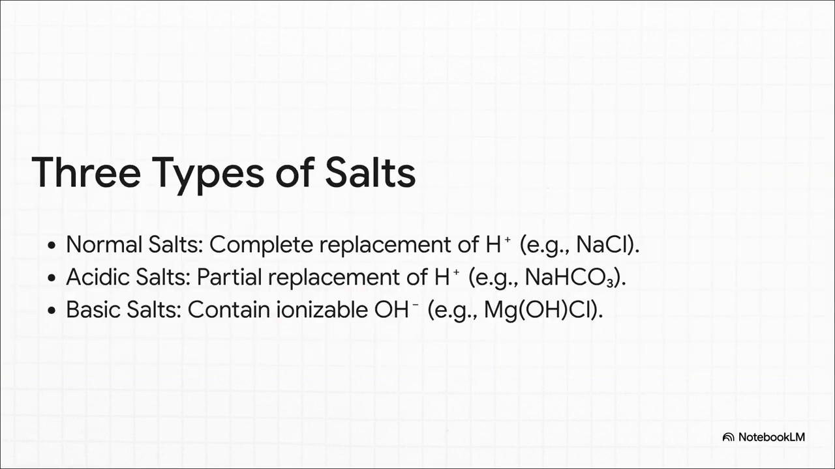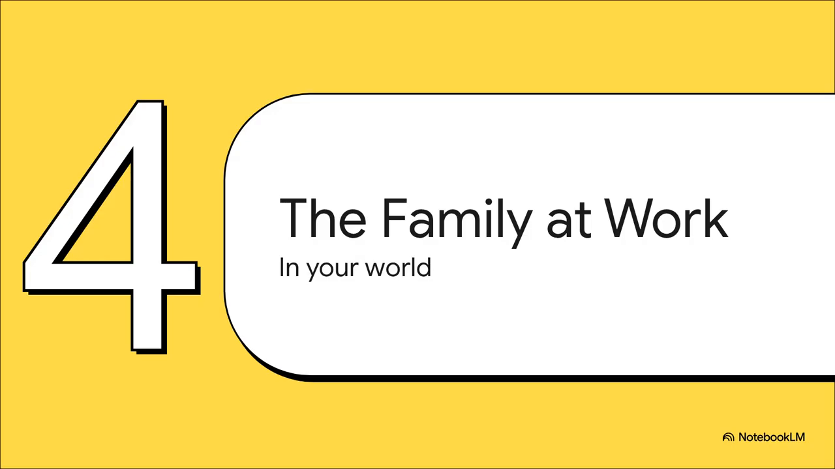But just like in any family, not all the kids are identical. You have your normal salts like sodium chloride, where the acid and base have totally and completely neutralized each other. But you can also have acidic salts or basic salts, which just goes to show that sometimes the kids inherit a few more traits from one parent than the other. All right, so we've mapped out the whole family. We started with the oxide ancestors, met the acid and base children, and their salt offspring.